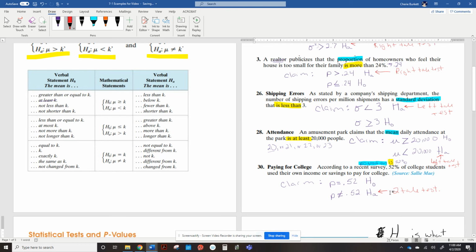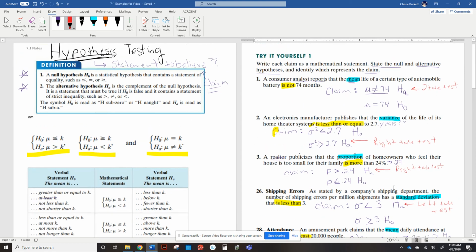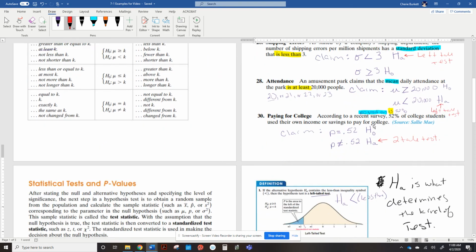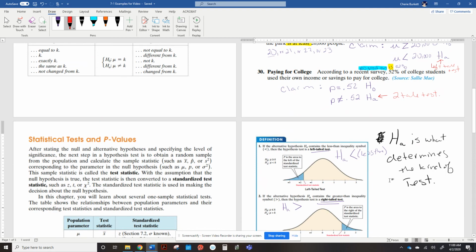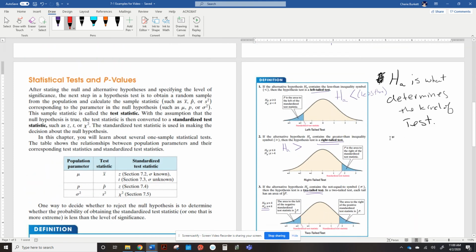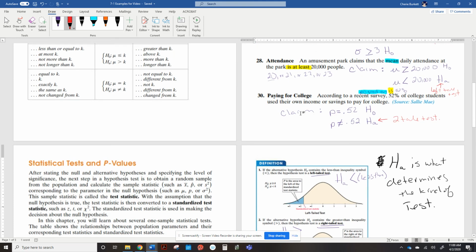So labeling all of this is going to be what you have to do on your take-home test. There's a few questions where all you do is answer this part. But most of the questions will be a complete test where you write. You start off by identifying the claim. You write the null. You identify which is the null. You identify what's the alternative. You identify what test. You write all that down.